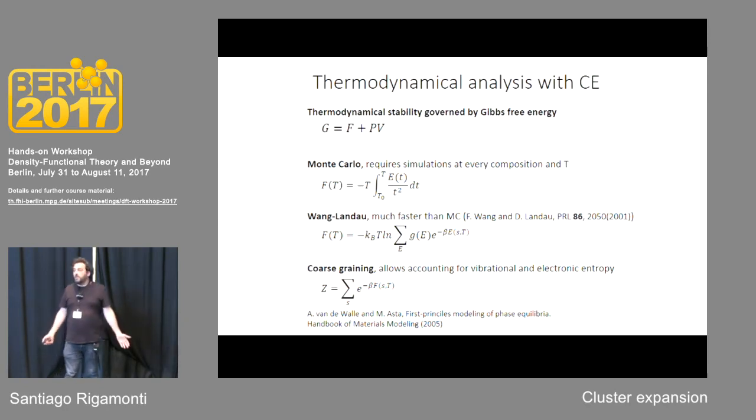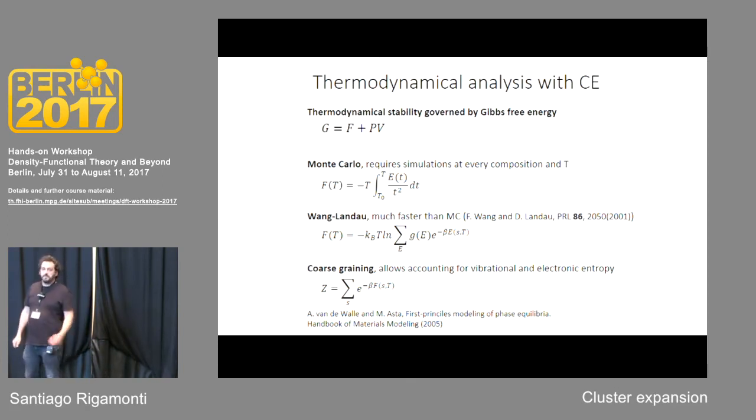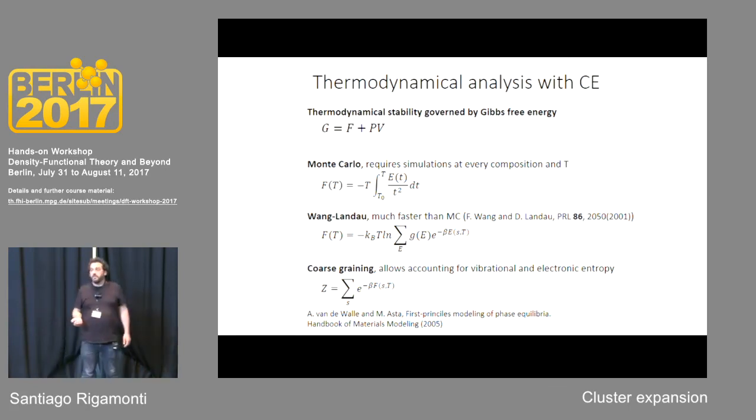Okay, so once you have a model that allows you to calculate any structure for any possible configuration, then you can access the thermodynamics. Basically, you want to study the thermodynamical stability as a function of composition and temperature. This is covered by the Gibbs free energy, that is basically the free energy plus pressure times volume.